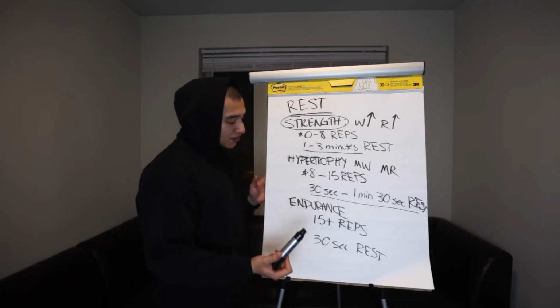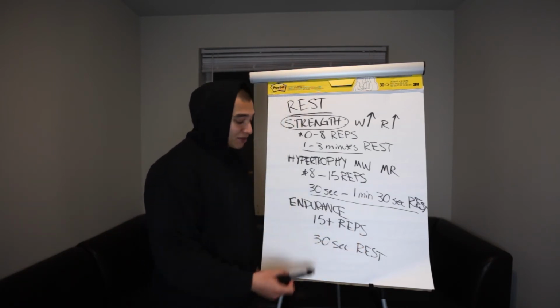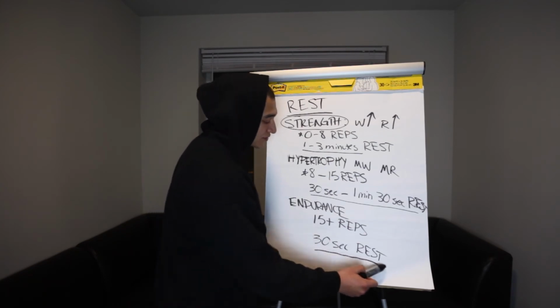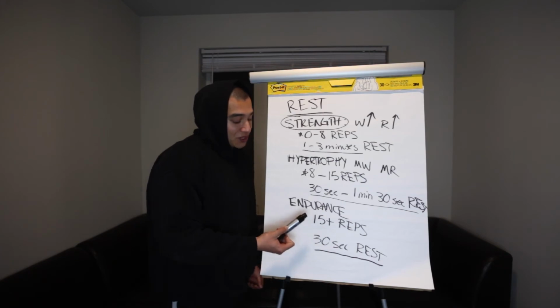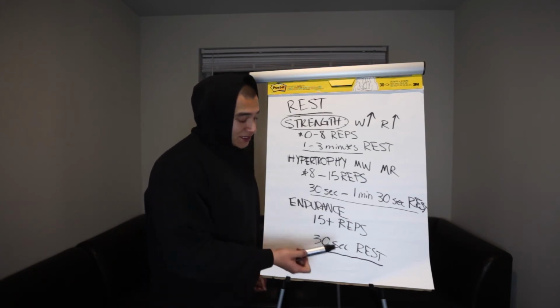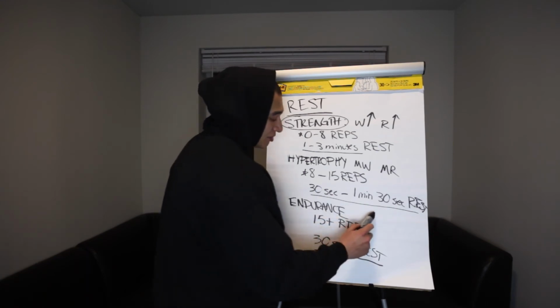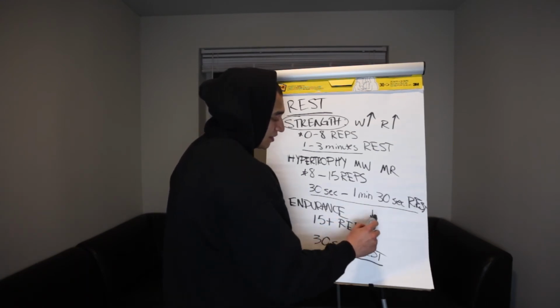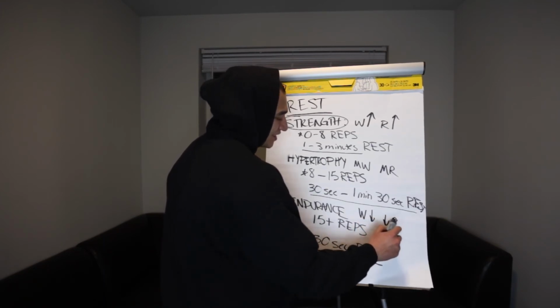And then endurance, which is obviously 15 plus reps, this is really training a different system. You're only gonna have 30 seconds rest here. So this would be something crazy. It would be like 3 sets of 20 reps with only 30 seconds in between. You're training that endurance. And this is gonna be lightweight. So this will be light weight and low rest, okay?